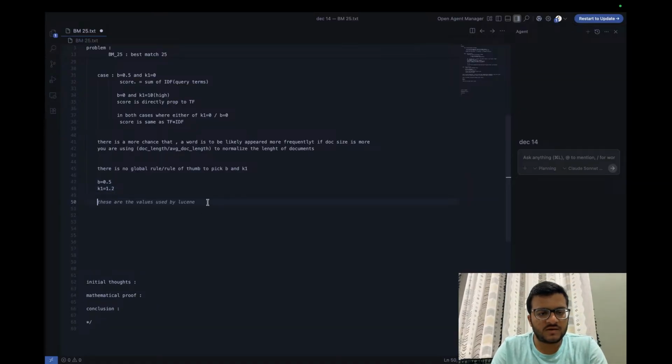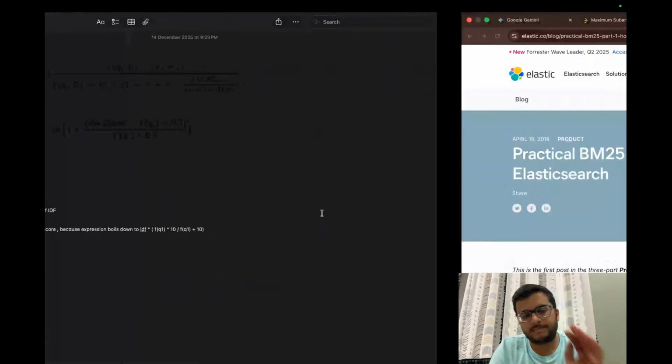Basically, if you have seen Lucene here, Elasticsearch is built on top of Lucene, which is completely written in Java, by the way.